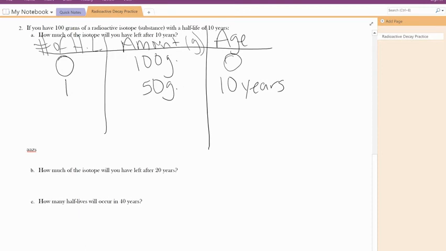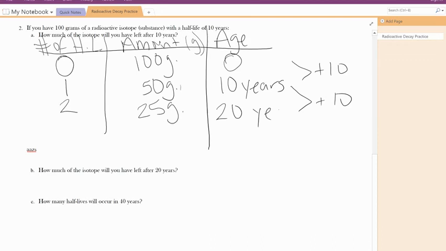For part B, it says, how much of the isotope will you have left after 20 years? Well, let's continue this table until we get to 20 years. So at 2 half-lives, half of 50 grams would be 25 grams. And we would be adding another 10 years, so we would get to 20 years. So now after 20 years, we would have 25 grams of this radioactive substance.